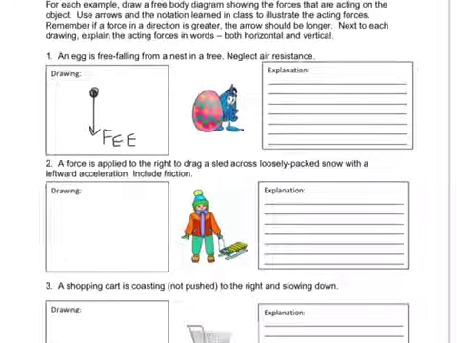So number two, a force is applied to the right to drag a sled across loosely packed snow with a leftward acceleration. So we're dragging the sled to the right, but there's a leftward acceleration. So we've got to think that we always accelerate in the direction of the unbalanced force. So let's assume that this person is pulling it and it's going to be on an angle here.